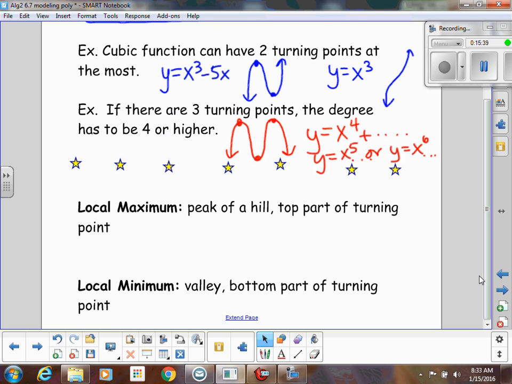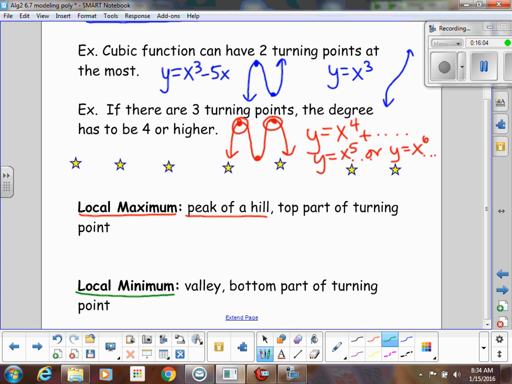And then just some vocabulary. We have what we call a local maximum. That's just what we call those peaks of the hill, the top part of the turning points. So when I was calling this the top of the hill, those would be local maximums. Okay, so these are local maximums. And then we also have the term local minimum, and that's just a valley. It's the bottom part of a turning point. So that would be a local minimum. They just call it local because it's not really the lowest point of the whole entire graph. It's just meaning that it's just the bottom of a valley.